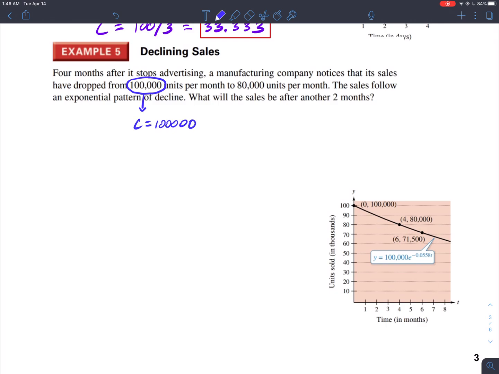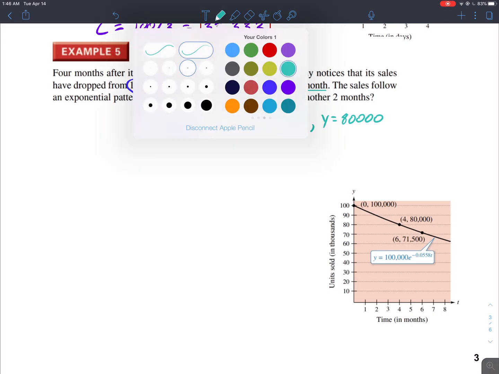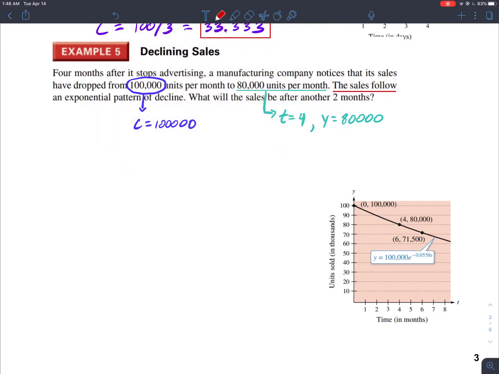We start out with 100,000 units. And after 2 months, at t equal 2, no, I'm sorry, after 4 months, I knew that would seem wrong. After 4 months, because it says 4 months, the amount is 80,000. All right. The sales follow an exponential pattern of decline.